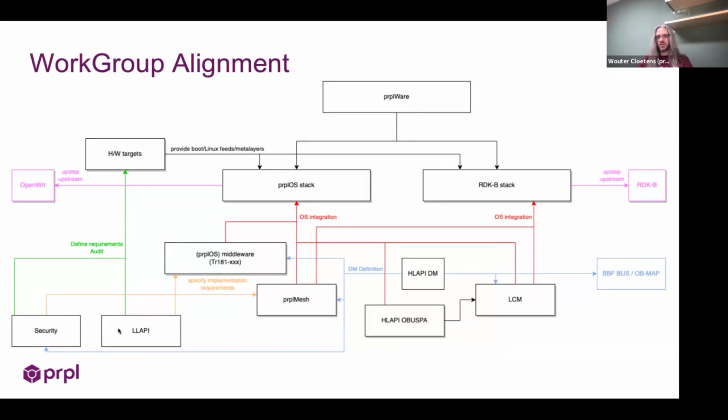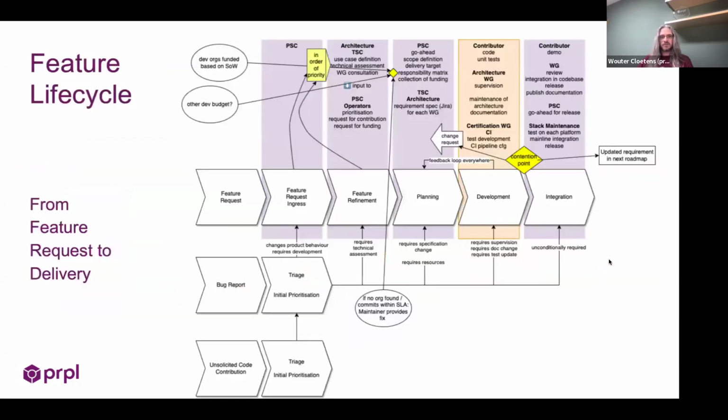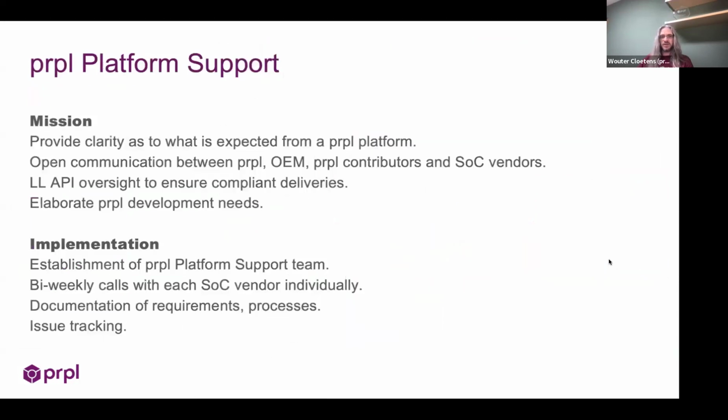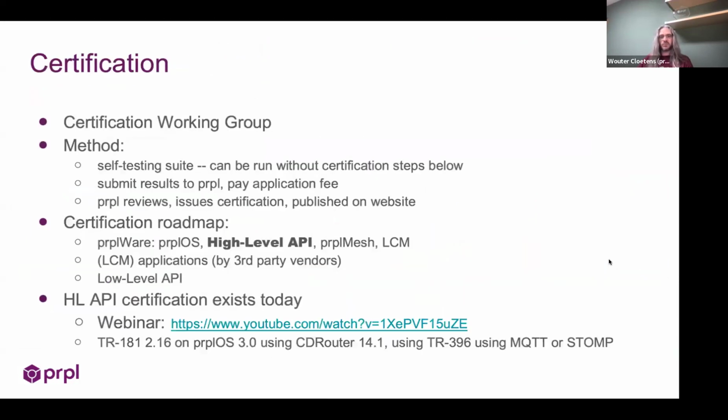The security and low-level API working group don't develop code of their own. They audit what happens, and they ensure these things. I'll skip over the rest of it mostly. And any data model definition goes to collaboration with the Broadband Forum. Feature lifecycle, I'll skip over it. The platform support. Certification is the last topic that I want to touch, the certification working group.